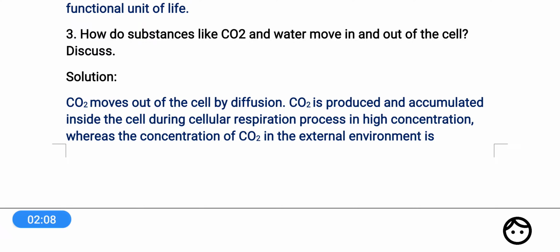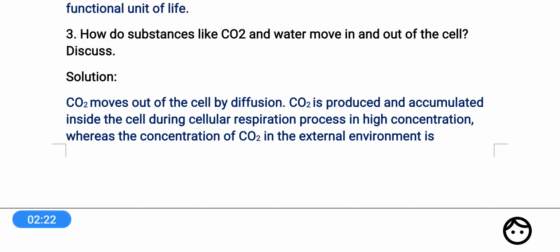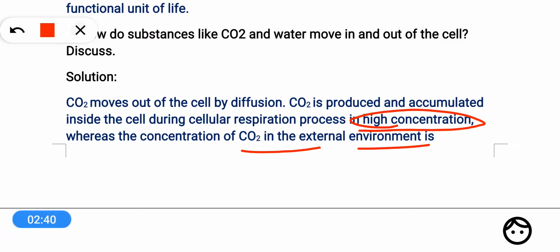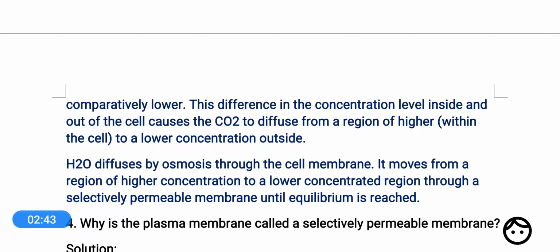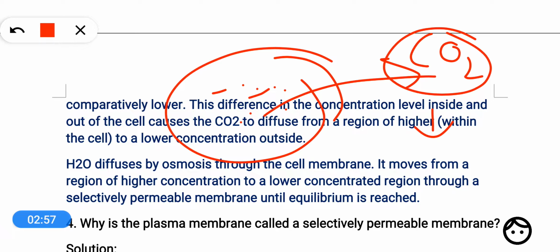Next question: how do substances like carbon dioxide and water move in and out of the cell? So carbon dioxide moves by the process of diffusion. You know that carbon dioxide is produced and accumulated inside the cell during the cellular respiration process. So when cellular respiration is going on inside the cell, carbon dioxide is being produced and accumulated in high concentration. But outside the cell, in the outside environment, there is lower concentration. You know that diffusion is the tendency of substances to move from region of high concentration to region of low concentration. Because inside the cell there is high concentration, carbon dioxide moves outside, because outside the cell there is lower concentration of carbon dioxide.